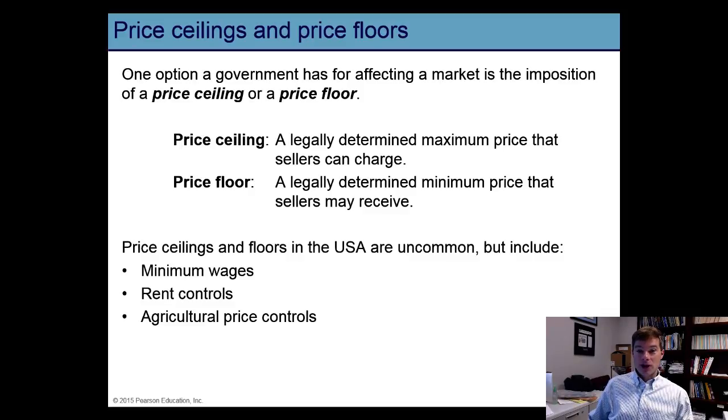Price controls are rare in the United States, but there are some good examples. One is a minimum wage. This is a legally minimum amount that must be paid to workers. It would be illegal to pay workers an amount that's lower than the minimum. Rent controls represent a price ceiling. It's a maximum amount that can be paid on apartments for rent.